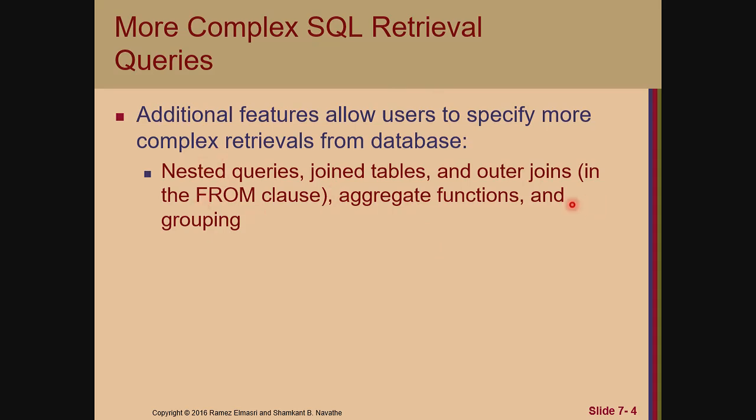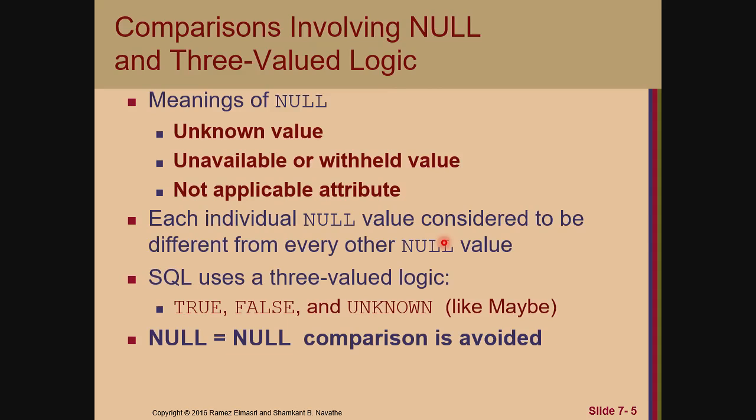Okay, so for the complex retrievals from the database, we have nested queries. We have a subset of the command inside the command, nested queries and joined tables, outer join, and aggregate functions like sum, min, max, and grouping the data. Okay, let's see the detail. First of all, we're talking about comparison in the database involving null values and three-valued logic.